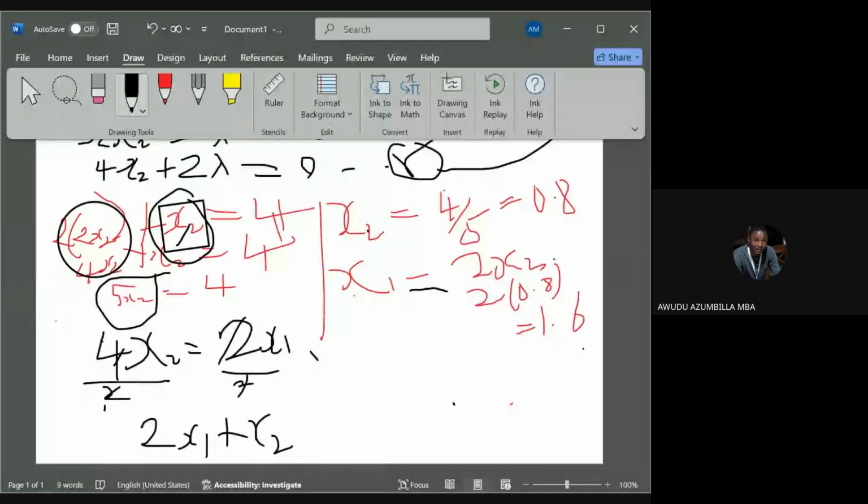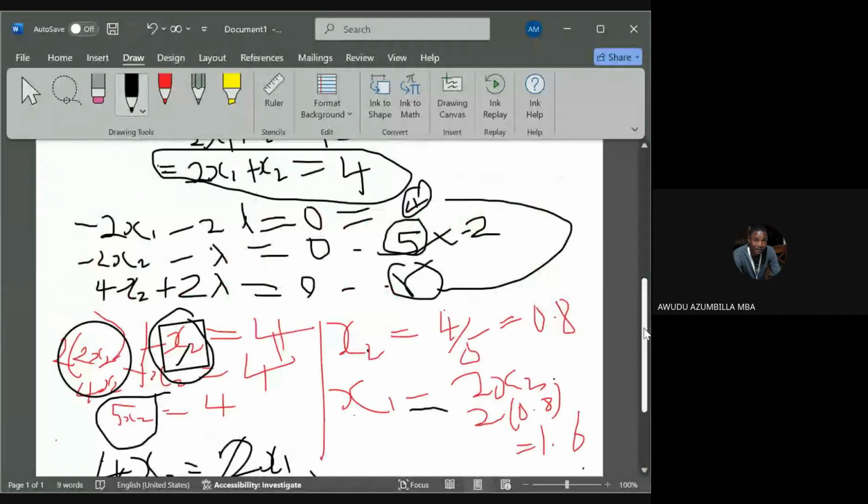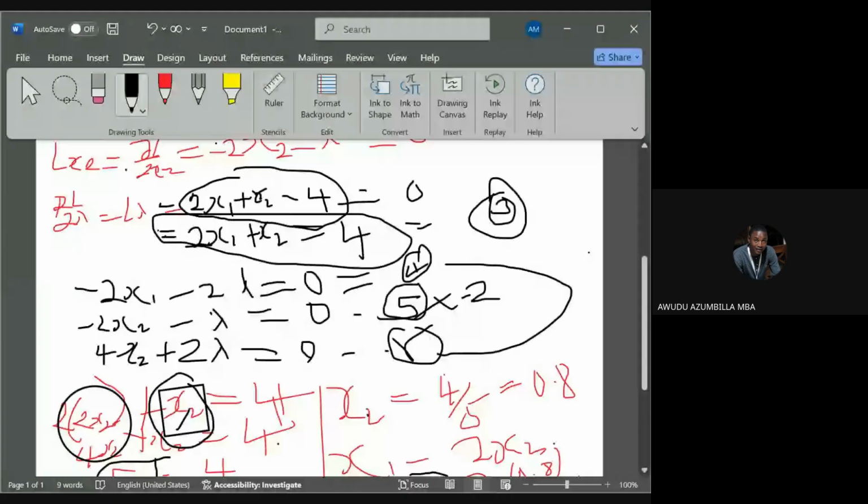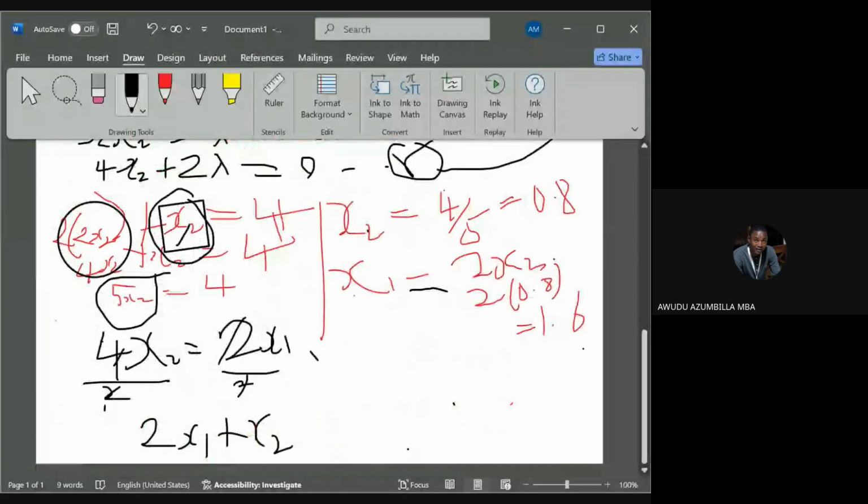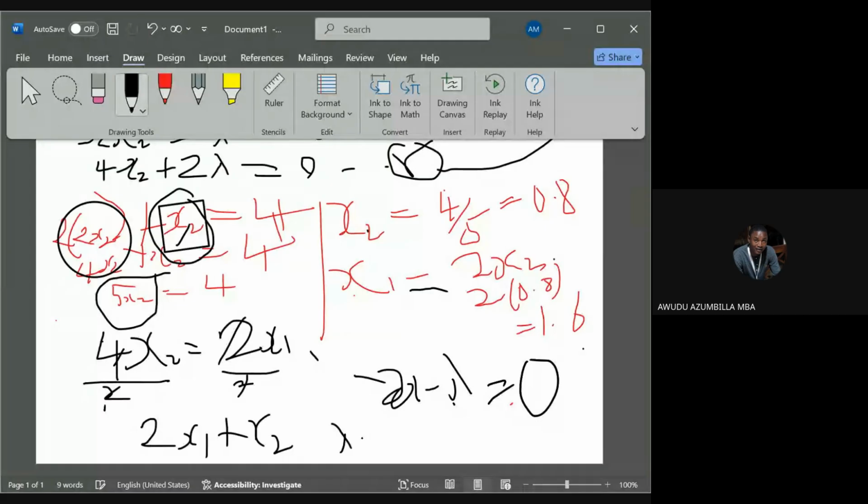So you can also find the value of lambda. You can find it from any of the equations. You see here it was minus 2x1 minus lambda is equal to 0. So you can find the value of lambda by making lambda the subject here. So lambda is equal to minus 2x2, and you know the value of x2. You substitute the value of x2 here, and you get the value of lambda.